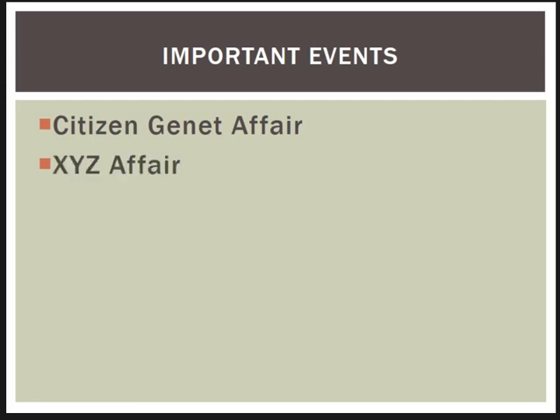The second important event is something called the XYZ affair. Again, almost caused a war with France. We were trying to negotiate a treaty with the French. The French foreign minister was Talleyrand, and Talleyrand demanded a bribe. And that bribe was to be paid by people in the coded communication. They were simply noted as X, Y, and Z, hence the name of the affair.